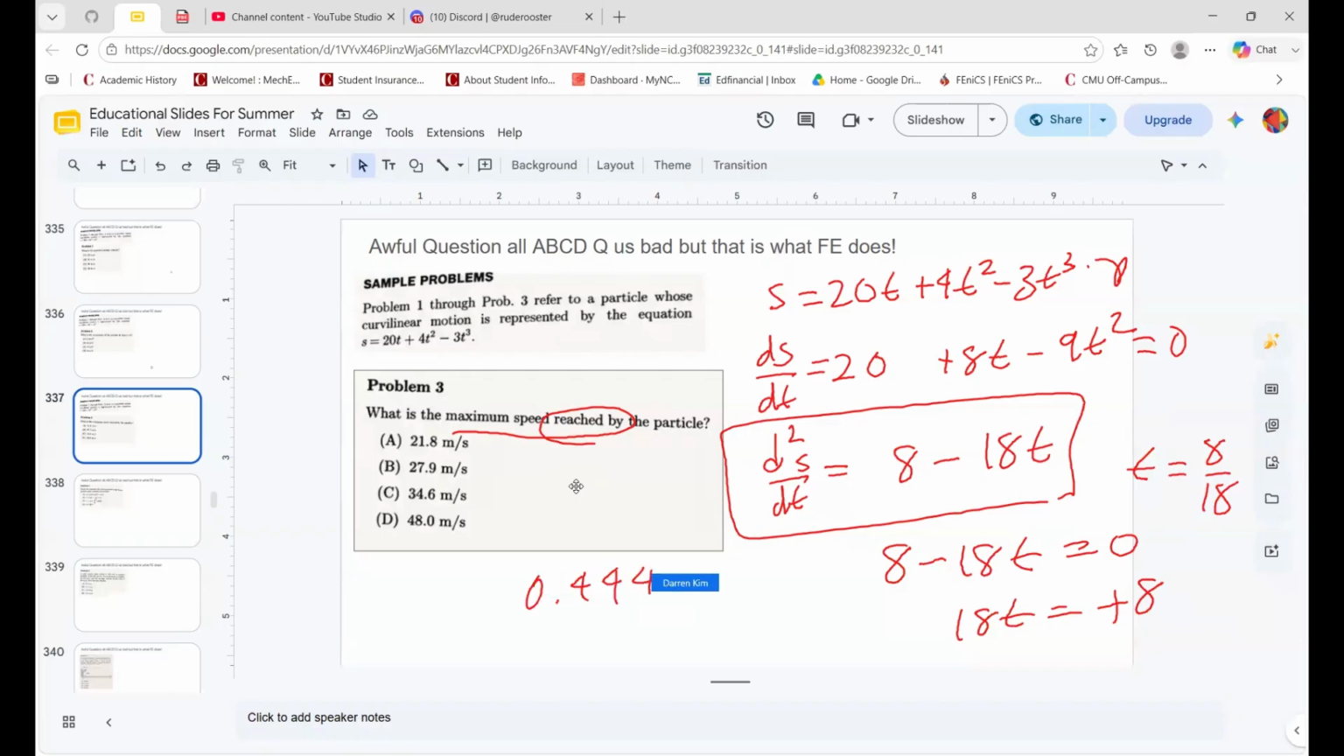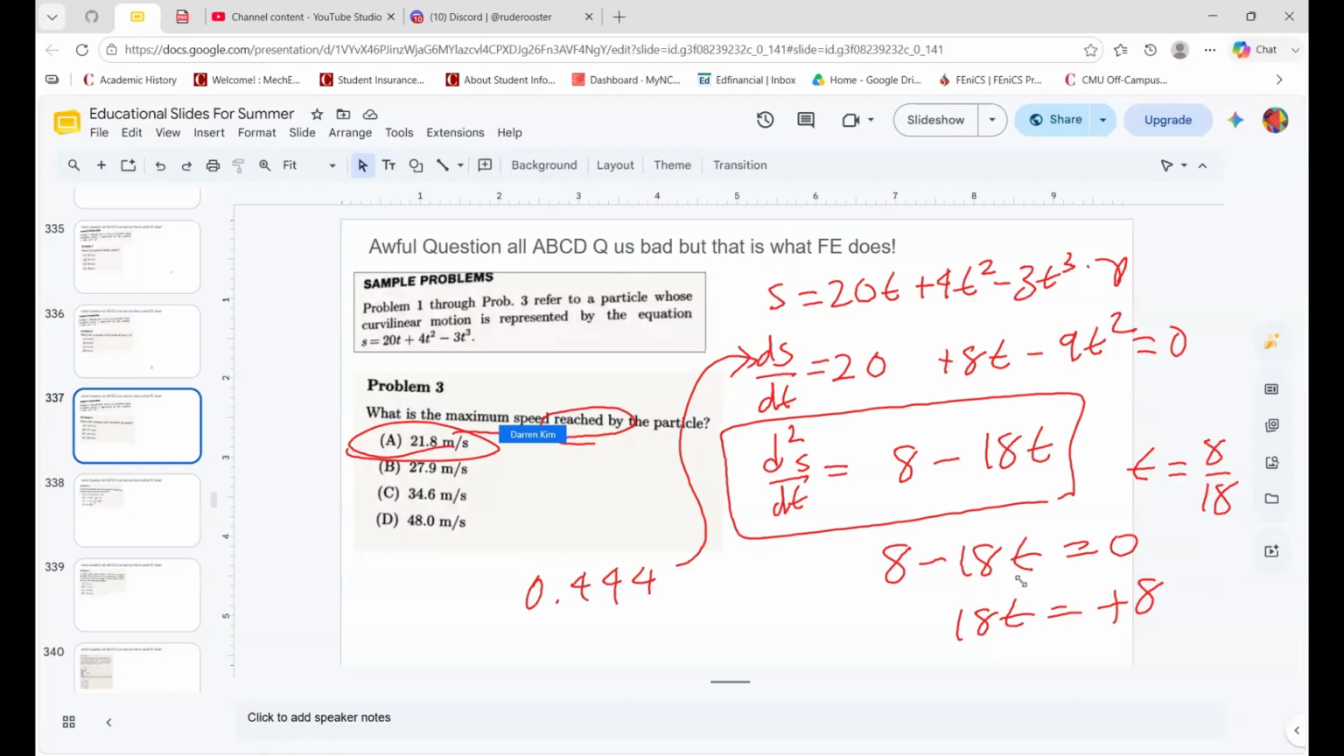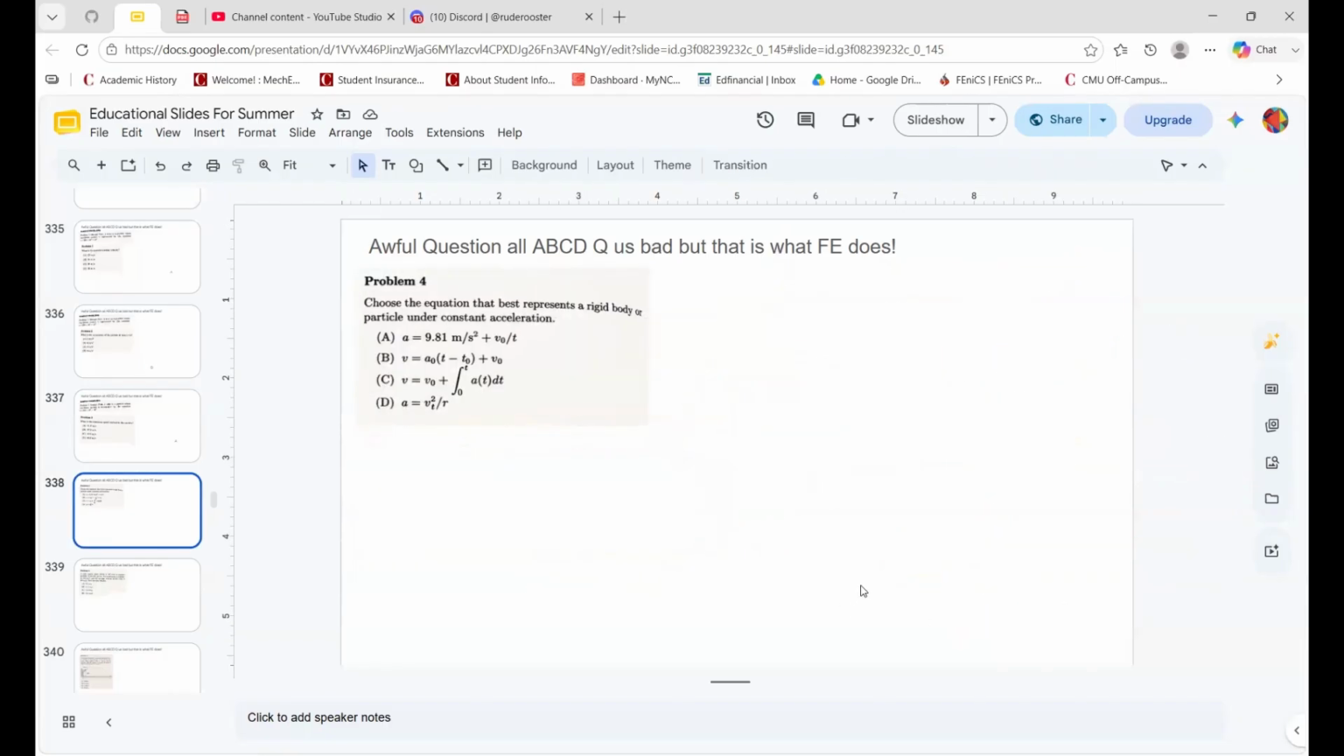Now we plug it back into here. So 20 plus 8 multiplied by 0.444 minus 9 multiplied by 0.444 squared, and that's 21.7. So that's A. That is A. I'm just going to assume I got it correct and move on.